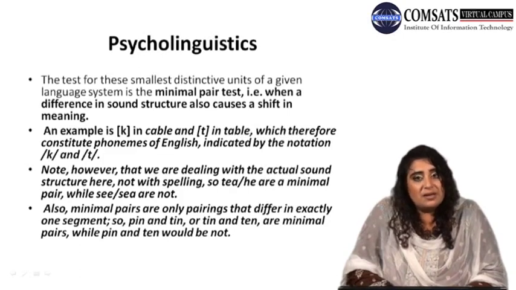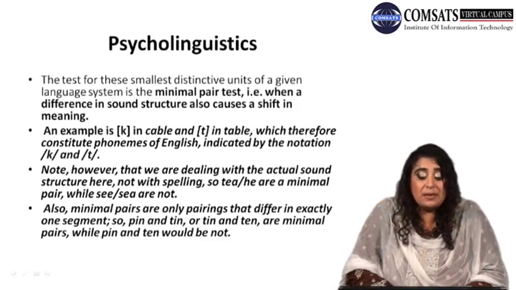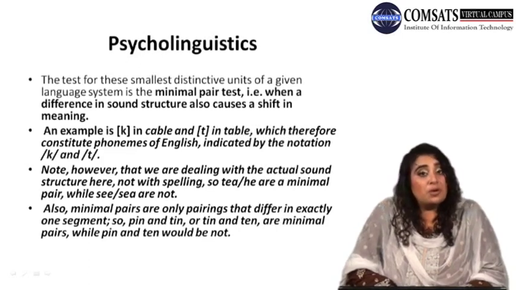So "cc" wouldn't be a minimal pair, but "tea" and "he", wo minimal pair hoga. Kyun? Because they are a little different. "Tea", "he". They do rhyme, but they have a little difference. But "cc", both C's, they wouldn't be a minimal pair. So also minimal pairs are only pairings that differ in exactly one segment. So "pin", "tin", or "tin" and "ten" are minimal pairs, while "pin" and "ten" would not be.